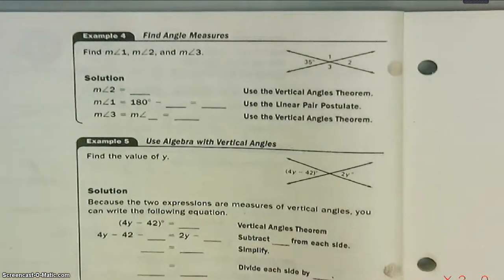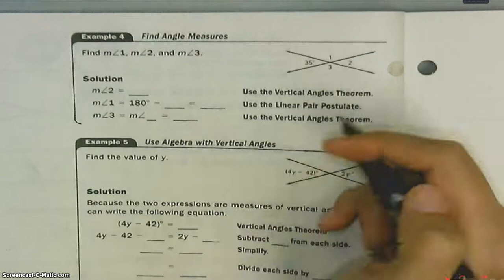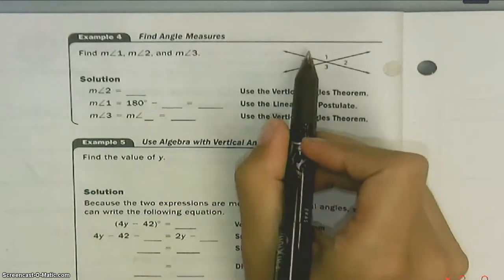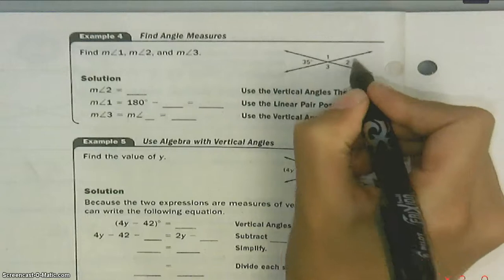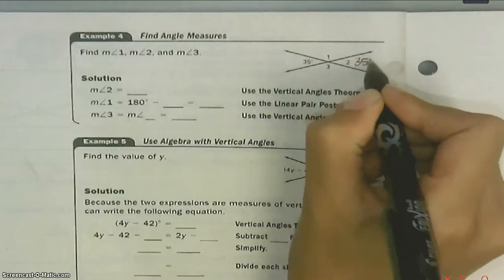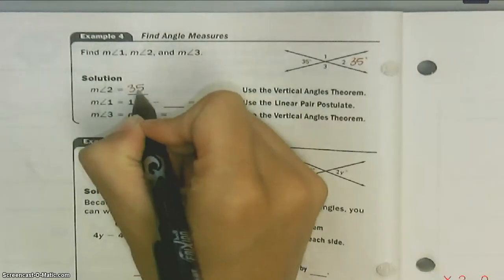Oh, now we get to do a little bit of each. So we've got these intersecting lines. The easiest one to figure out is the vertical angle. So which one's directly across? So angle 2 is 35 degrees.